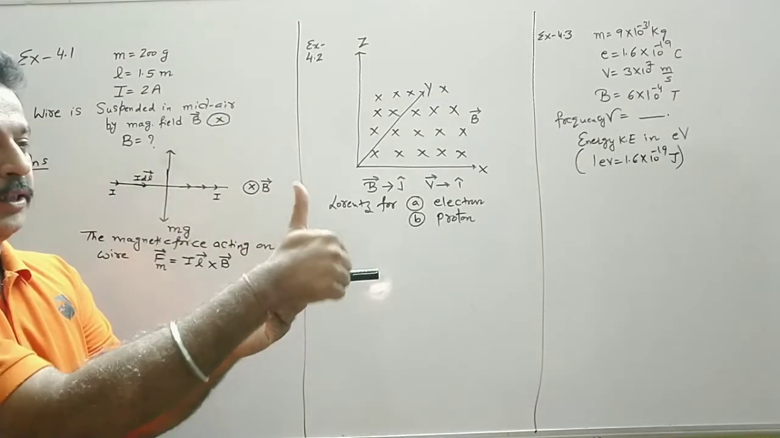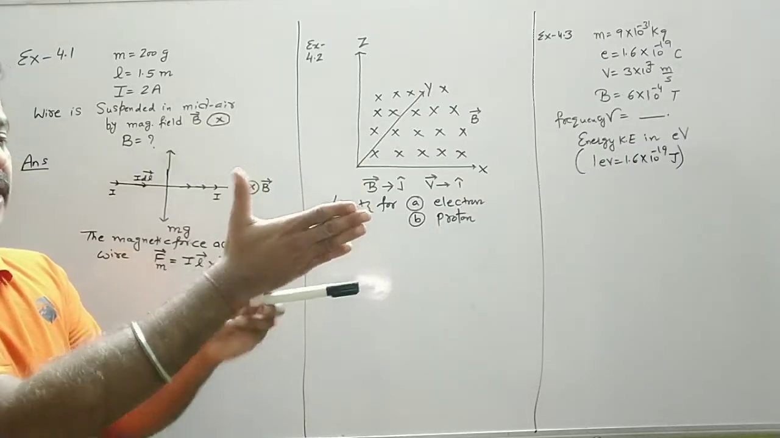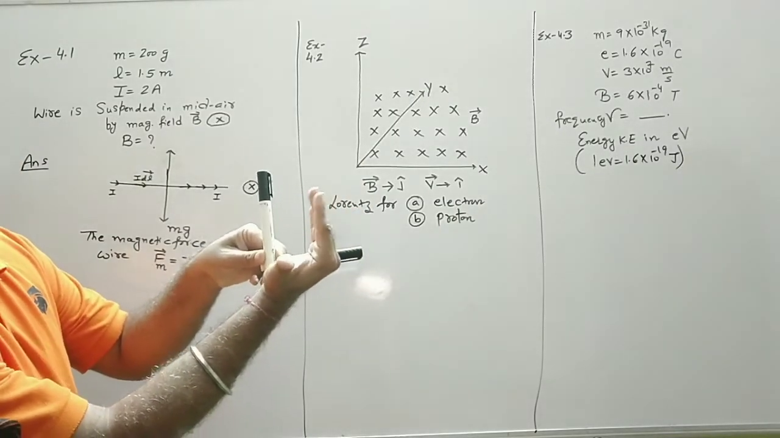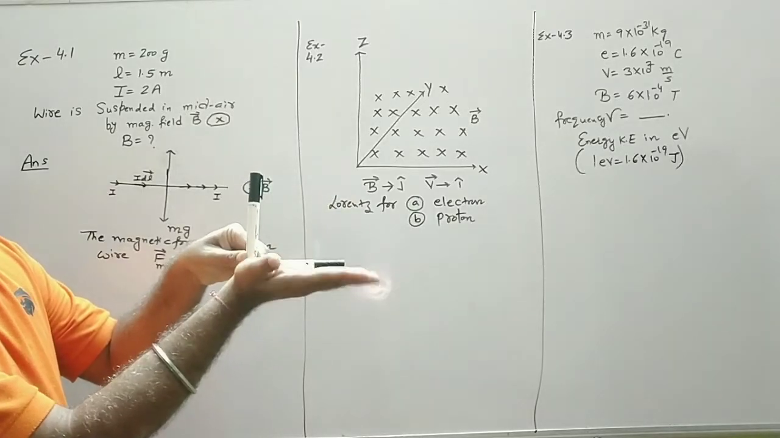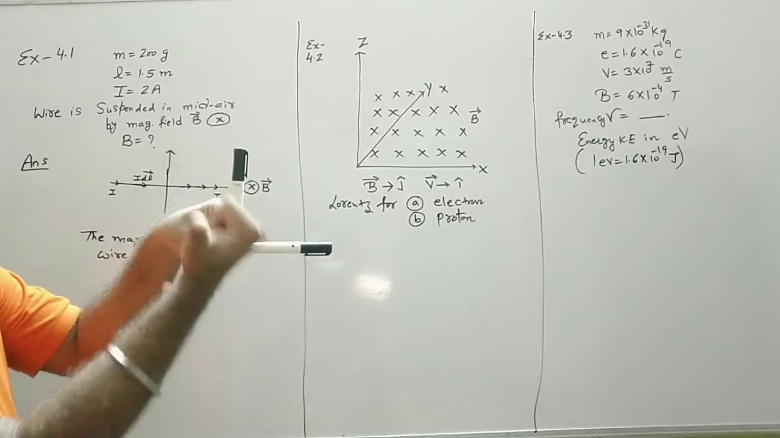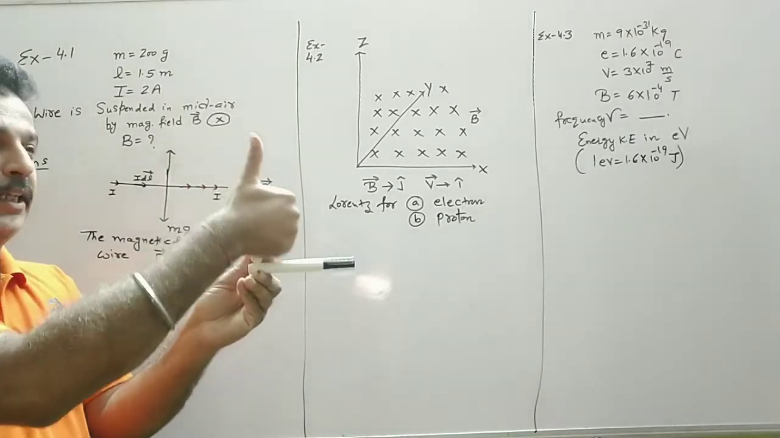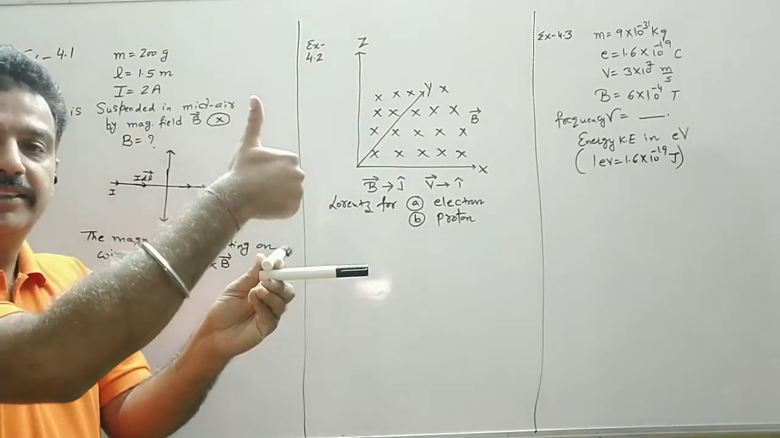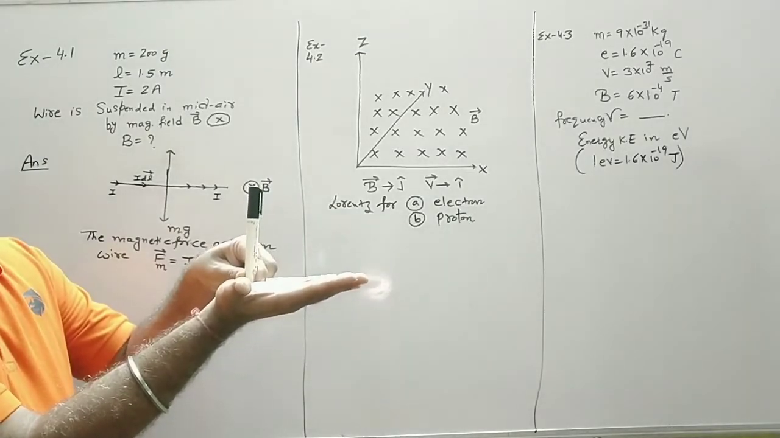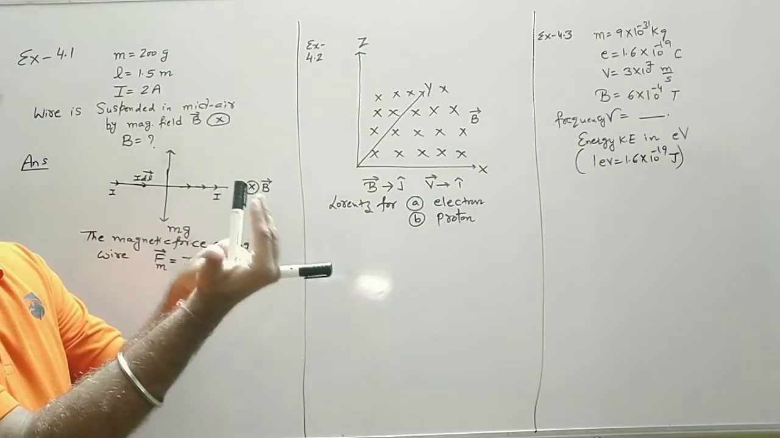So the thumb is upward. I will move from the vector IL to the B. So I am applying here the thumb rule. So thumb is upward. Now if I keep this arrangement like this, then the thumb comes upward, that is opposite to the gravitational force. So this is IL cross B.